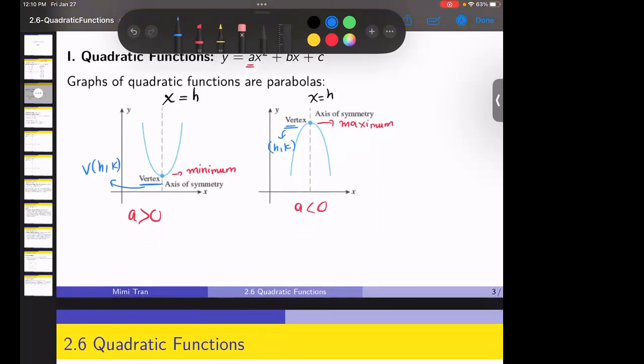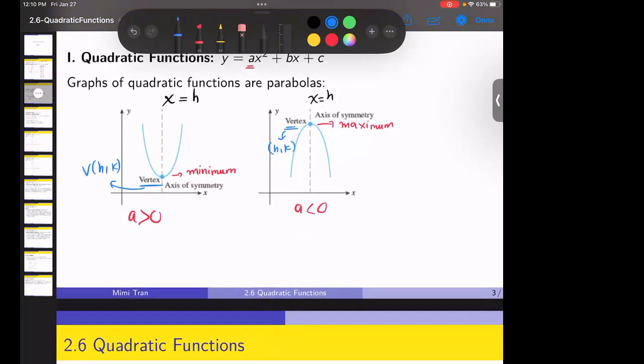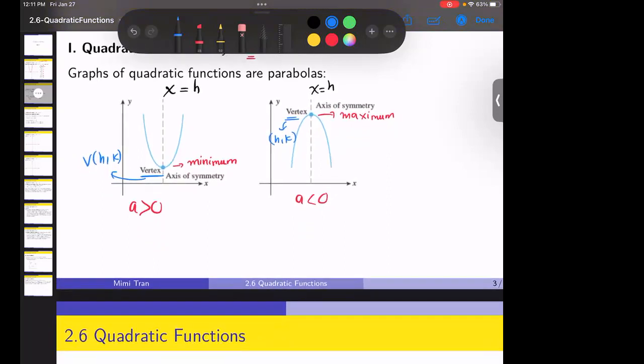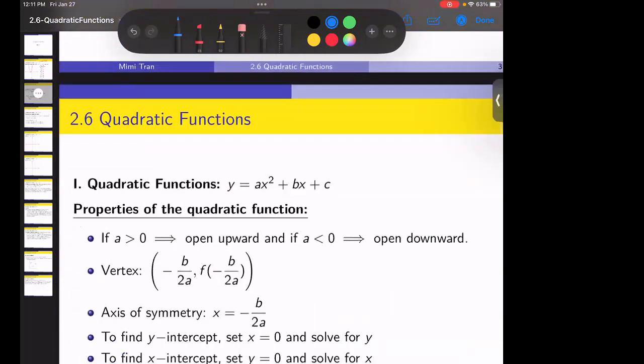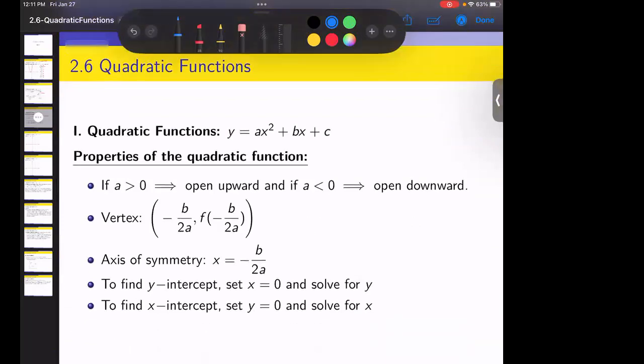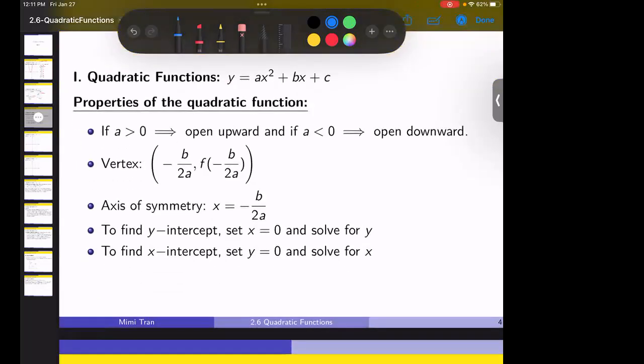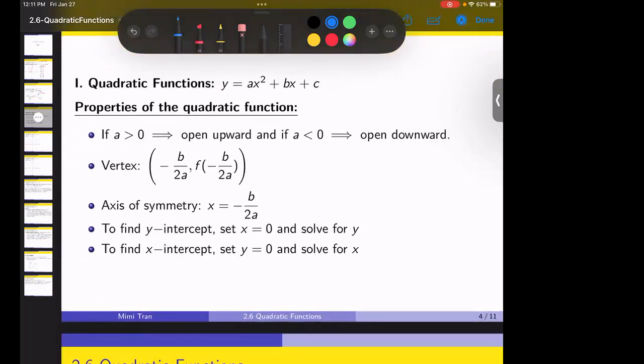Don't memorize these. It's for you to understand. It's just kind of dissecting the picture. You don't have to memorize. Now, what if I don't want to plot points? A lot of times, mathematicians do not like doing tedious work. They always find a shortcut. Here are some properties of quadratic functions that allow you to graph it without plotting points.